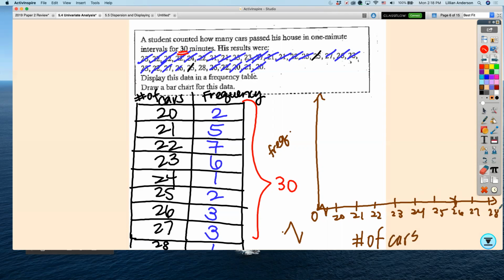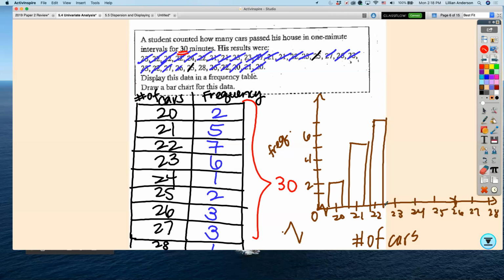Always make sure you stay consistent with your scale. Over here, I'm going to go by ones as well. 1, 2, 3, 4, 5, 6, 7. 7 is my largest. And then we just make our bars. 20 has 2. 21 has 5. 22 has 7. And so on and so forth.